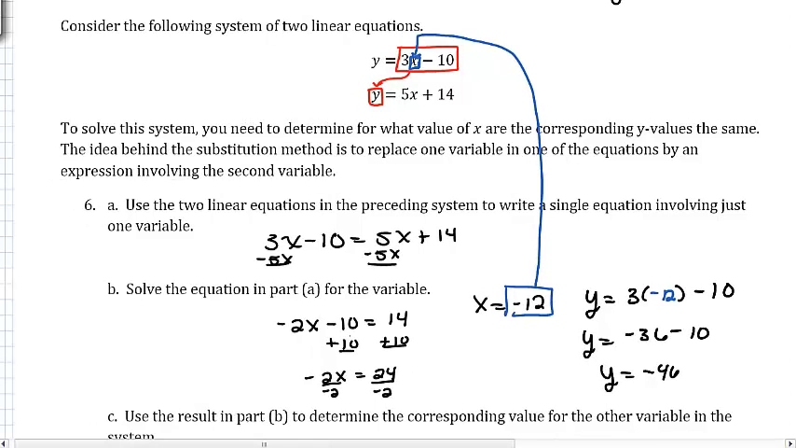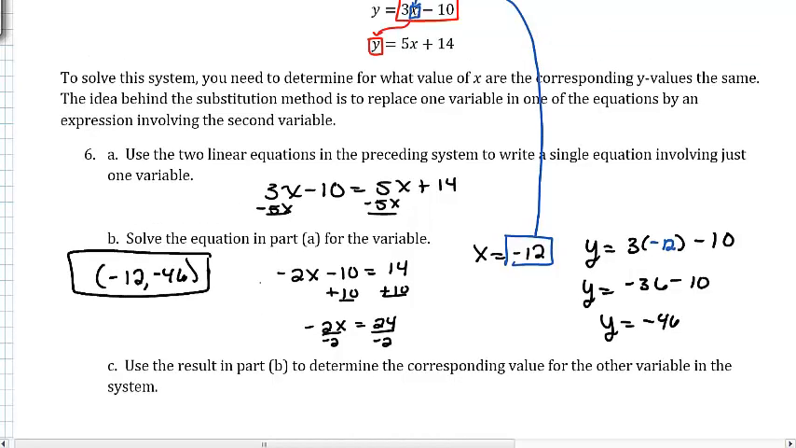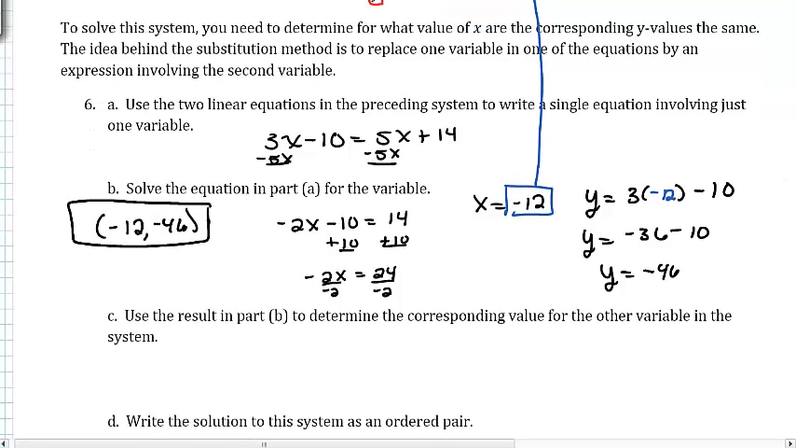So the point where these two lines intersect is the point negative 12, negative 46. You can check this answer by replacing x with negative 12 and figuring out that you do in fact get negative 46 for both of those. And that is what will happen. Basically all of these questions that you have are stepping you through how to do this. So I'm ignoring how they're asking me to slowly step through it, and I'm just solving it.